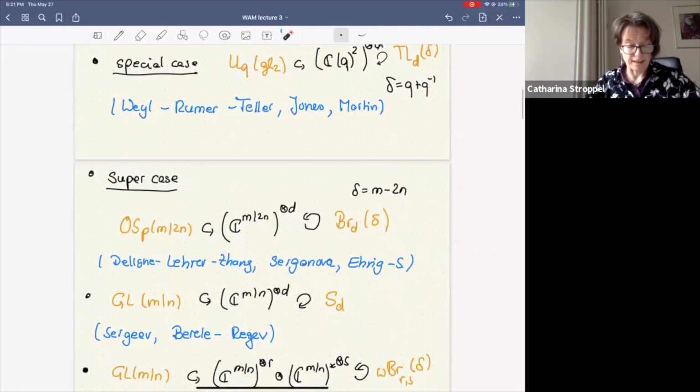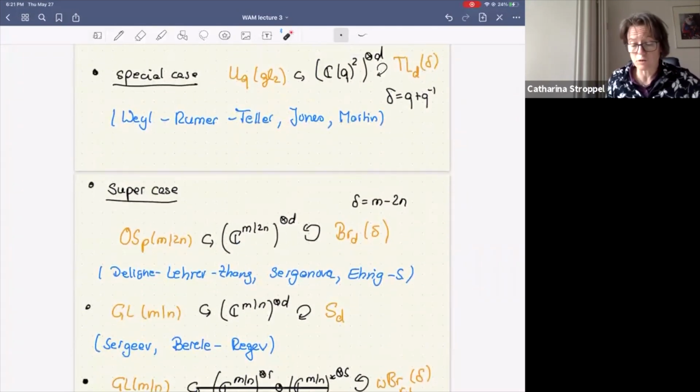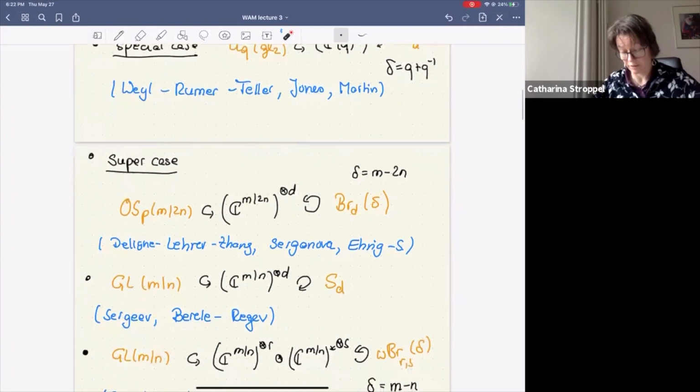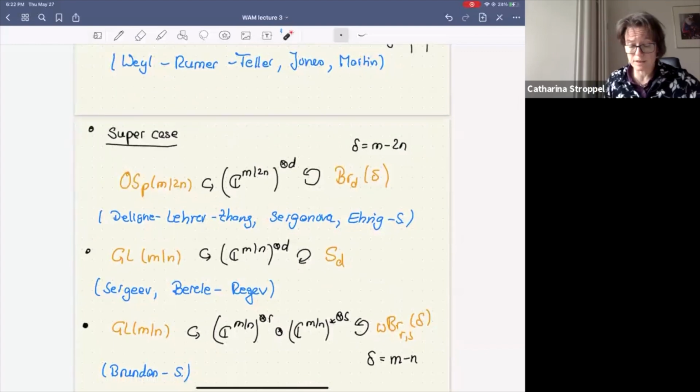But then you can also do things like going to supergroups. So we have a super vector space of even dimension m or dimension 2n. And you can act with this orthosymplectic group on it, which is a mix between the orthogonal group and the symplectic group. And on the other side, the symmetric group gets replaced by this Brauer algebra, which we saw just now in Monica's talk. The parameter depends on the dimension of this superspace. And again, you have commuting actions and they generate each other's centralizer.